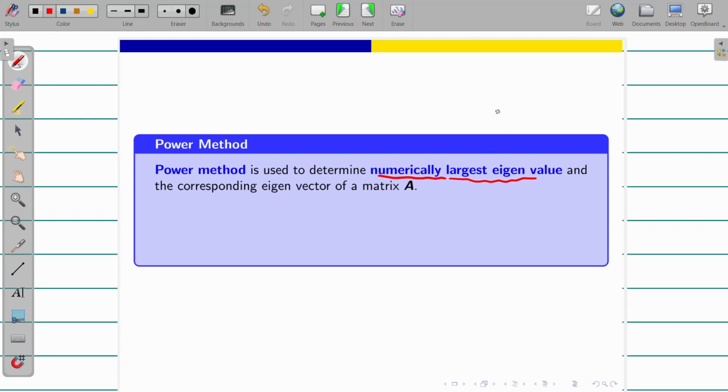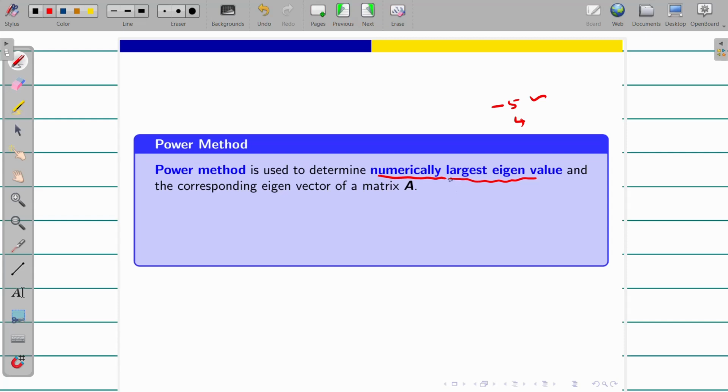Okay, what is the numerically largest eigenvalue? Suppose I have -5 and 4. Which will be numerically largest? We don't bother about sign. That's the meaning of numerically largest. -5 will be the numerically largest one. So this is the concept they are mentioning with this sentence.